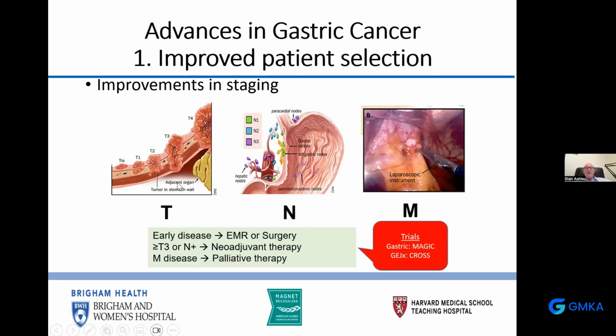So early disease, up to T3 through the gastric wall, particularly when it's just T1 or T2, it's possible to do endoscopic mucosal resection with excellent results. Once it's T3 or in the nodes, and we'll talk about N1, N2, N3 in a second, there are good trials suggesting, for gastric cancer, the MAGIC trial, and for GE junction, the CROSS trial, that neoadjuvant preoperative chemotherapy is of significant benefit. And then identifying distant disease and patients that should be considered only for palliative therapy is kind of where we are.